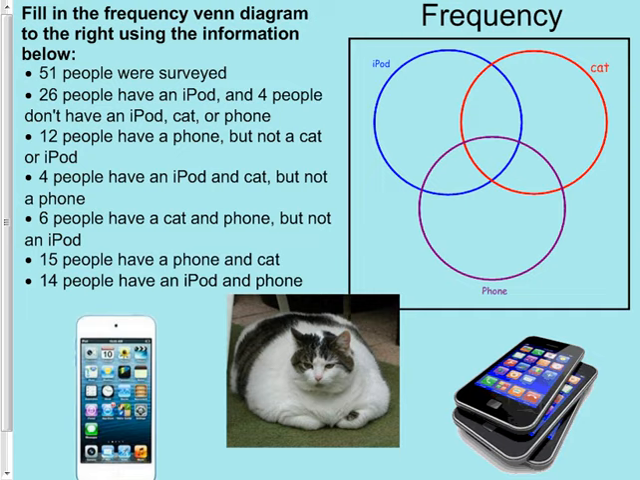This is one of the hardest kinds, and this is extra hard because we did not tell you the center one. We didn't tell you the center one straight up like, oh, you can just write a 6 in the middle, because that's the people that have an iPod, a cat, and a phone. They didn't ever tell us that, so you'll have to deduce it.